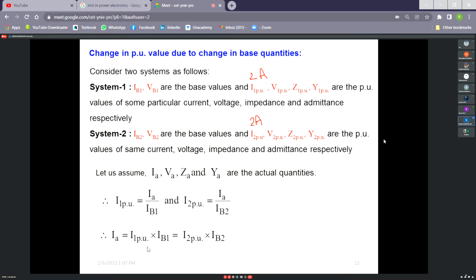So now you see, if we know these two bases and any one of the per unit quantities, then this actual quantity is not required. Using these three, we can easily calculate the remaining one, right? So for the change in base quantities, we have no need to know the actual quantities. We can directly get the per unit values in the new base if we know the old base, old per unit value and the new base. Have you understood?